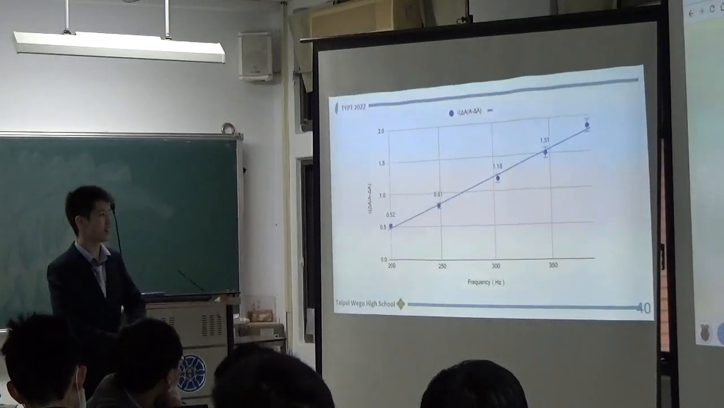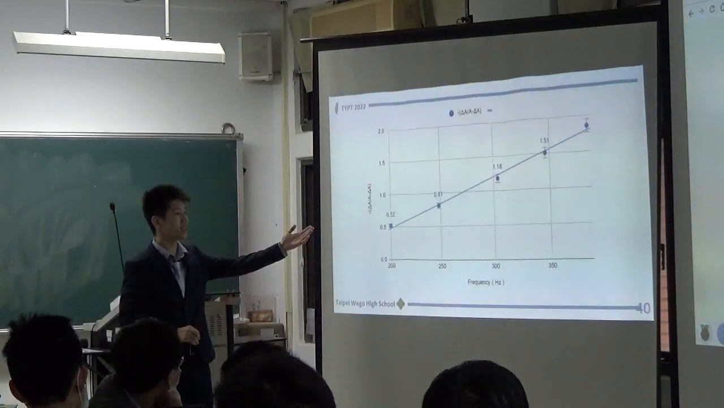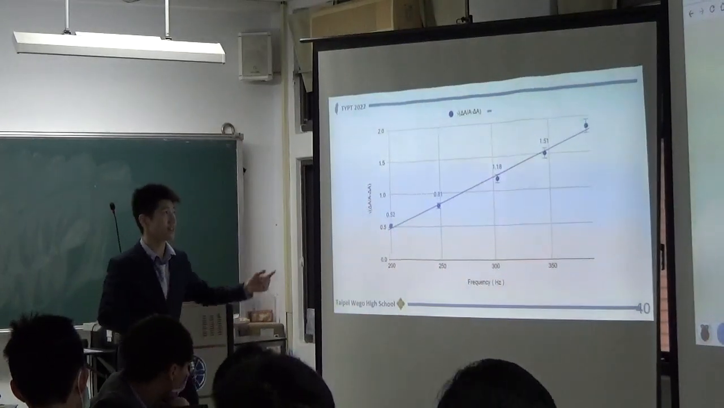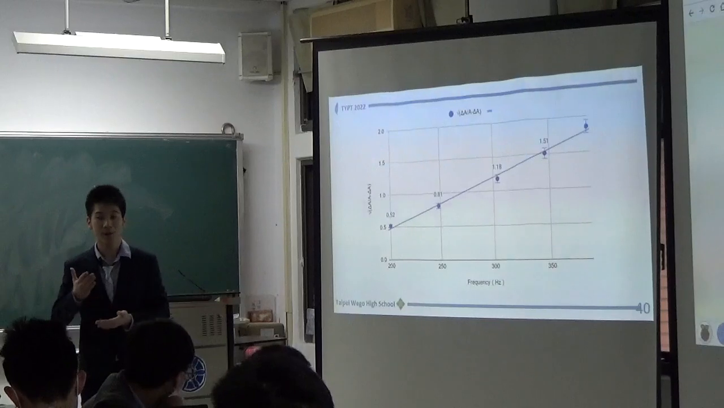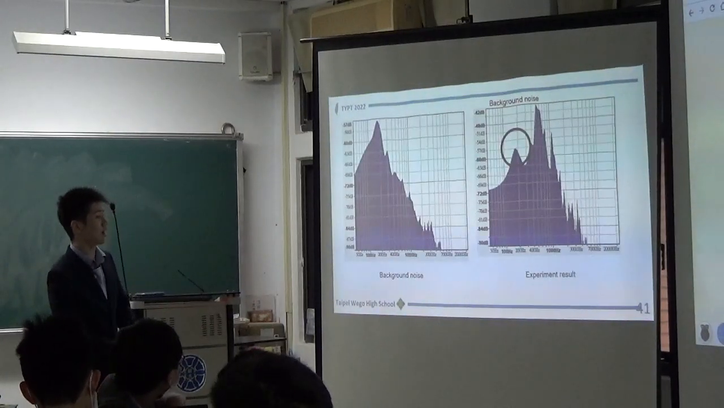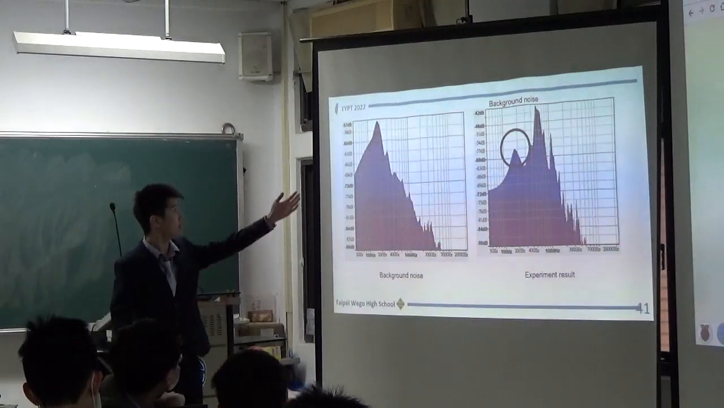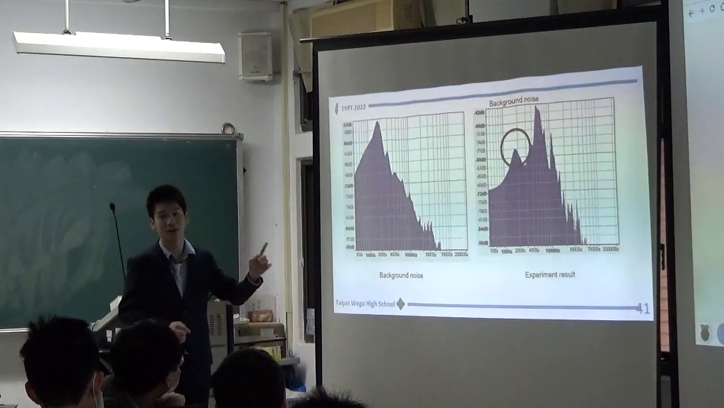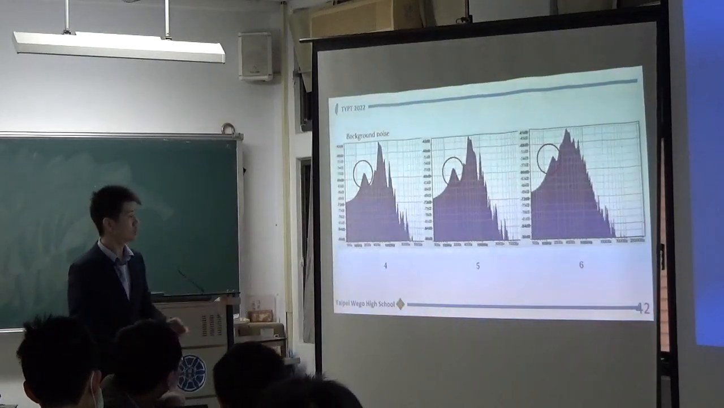Here's our analysis, and we can see this is our calculation before, and our experiment dots nearly fit the theoretical line, so the empirical formula fits our theory. Here's how we deal with the background noise. So the little bit here is the same as the little bit here, so we do not take it into our consideration. Here's some other spectrum.